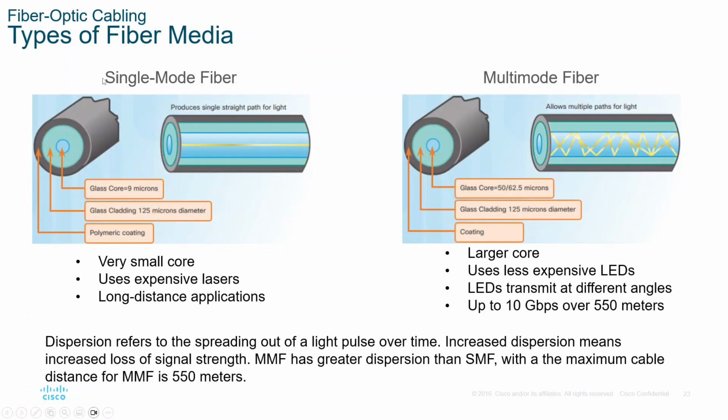There are two types of fiber optic: single mode fiber and multi-mode fiber. The difference is that single mode has a very small core and uses an expensive laser. It is suitable for long distance applications. Multi-mode has a large core, it's less expensive, and it is fast, up to 10 gigabits per second over 550 meters. So depending on your need, which one do you choose? Single mode is more expensive, multi-mode is less expensive, but single mode can carry signals over longer distances than multi-mode.